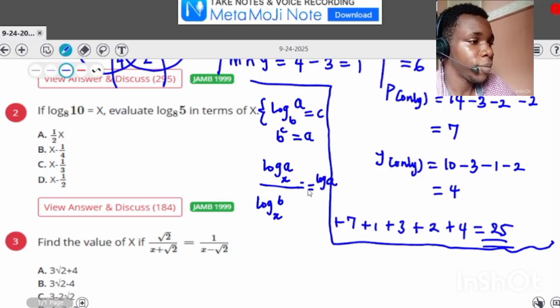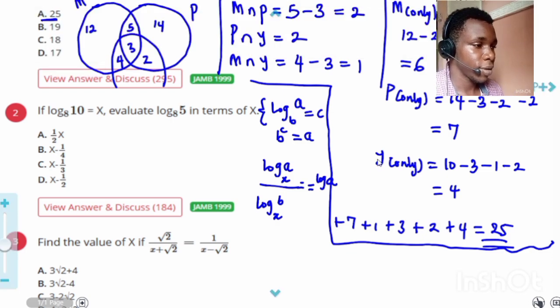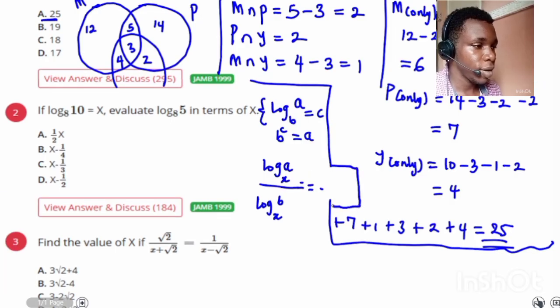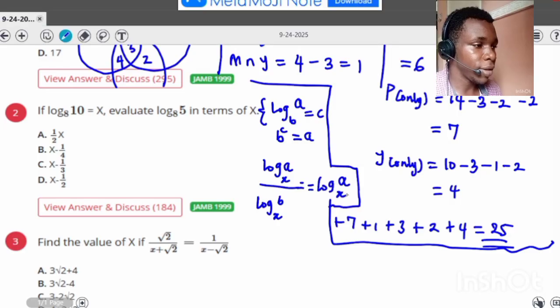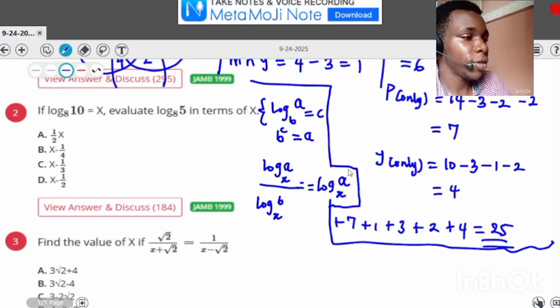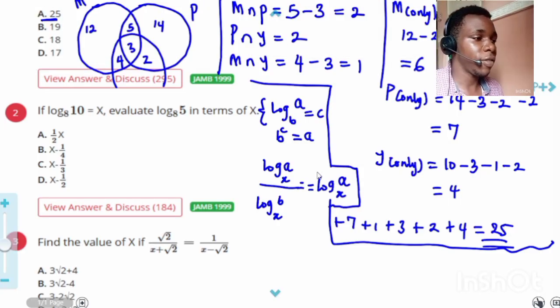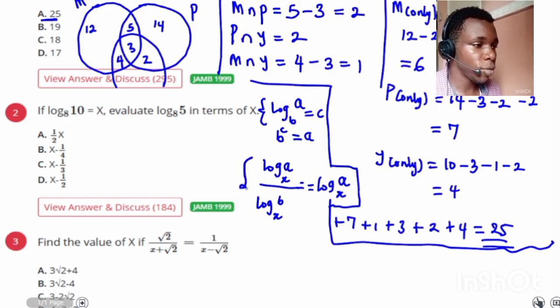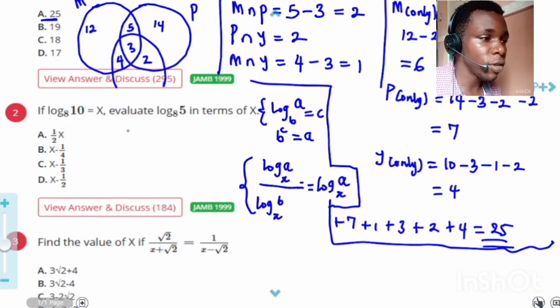As I was saying, that would give you log of a in base x. All right, so the next thing we're going to do is, having established these two rules, we're going to use them to solve this problem.